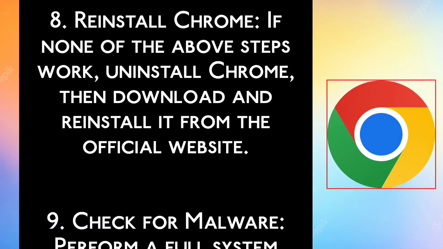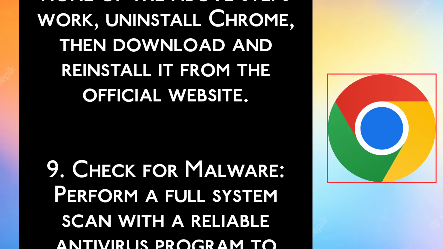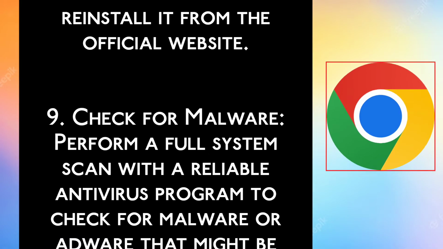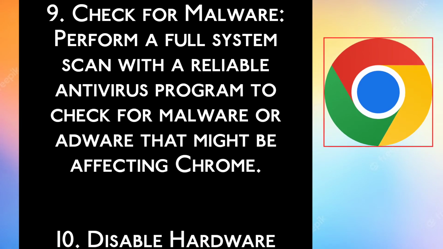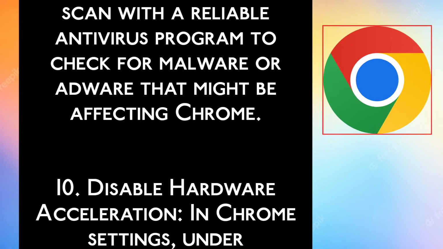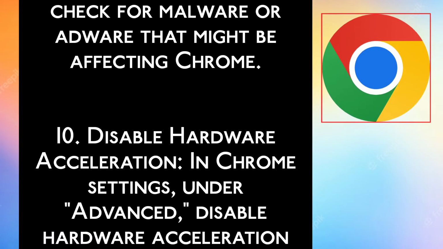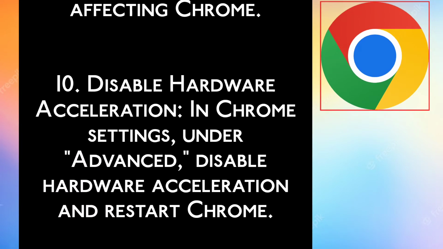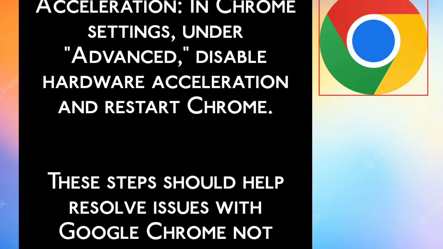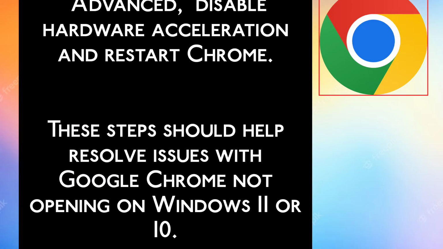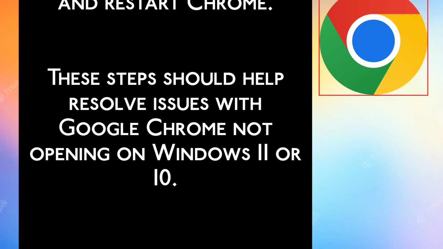Step 8. Reinstall Chrome. If none of the above steps work, uninstall Chrome, then download and reinstall it from the official website. Step 9. Check for malware. Perform a full system scan with a reliable antivirus program to check for malware or adware that might be affecting Chrome. Step 10. Disable hardware acceleration. In Chrome settings, under Advanced, disable hardware acceleration and restart Chrome.